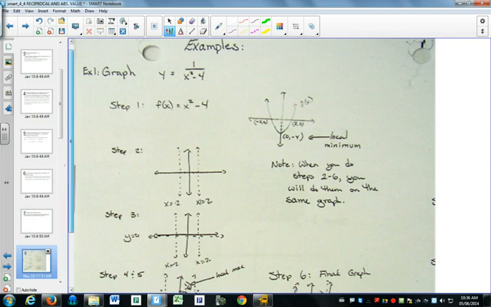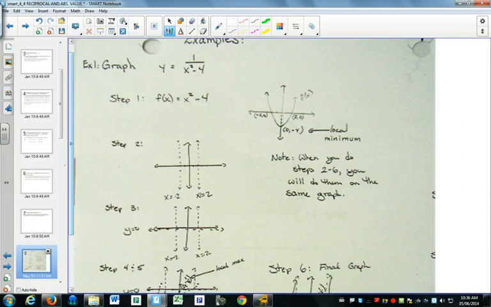Okay? So according to the steps, you graph the bottom first. 1 over x squared minus 4, the bottom is x squared minus 4. That's a parabola that's been moved down 4.